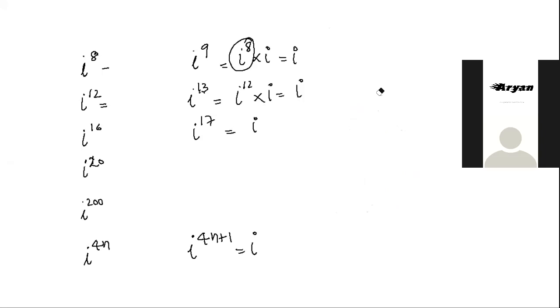Now we go for multiple of 4 plus 2, 2 more than the multiple of 4. I raised to 10, I raised to 14, I raised to 18, I raised to 22. That is I raised to 4n plus 2.